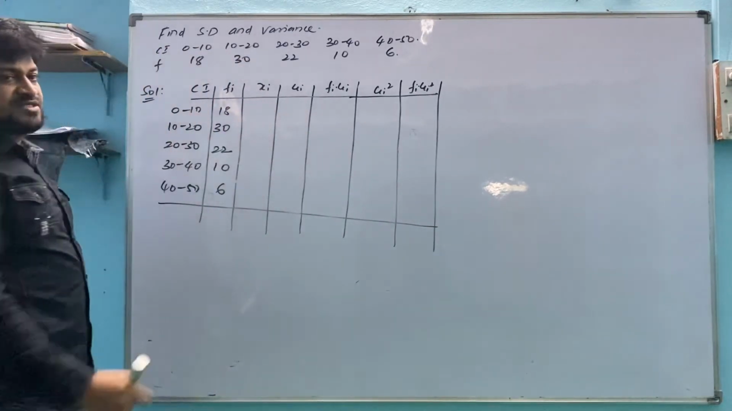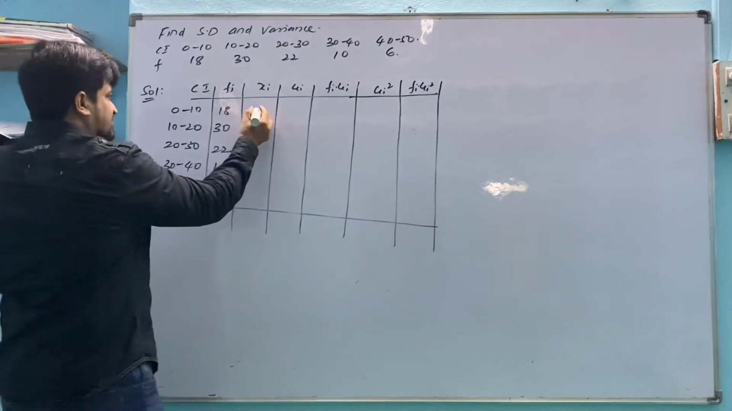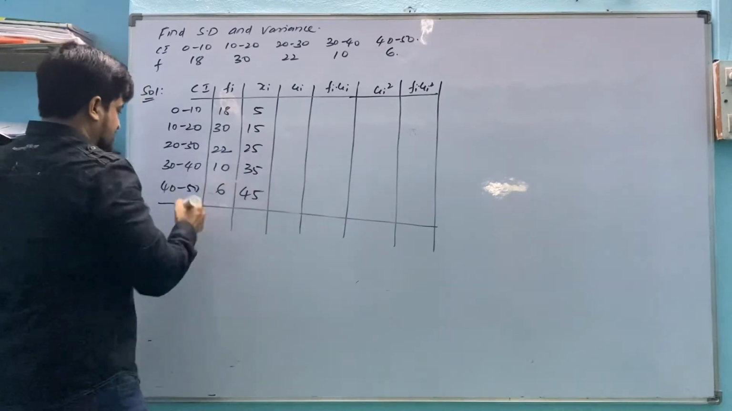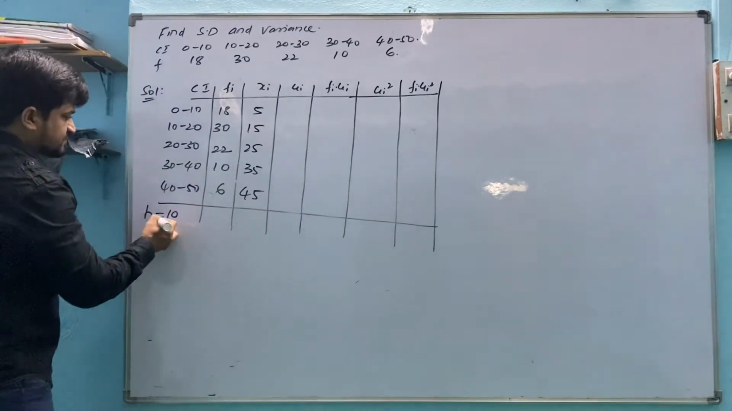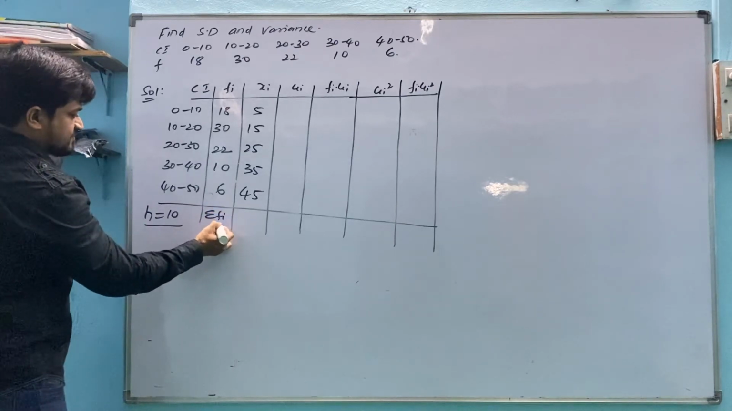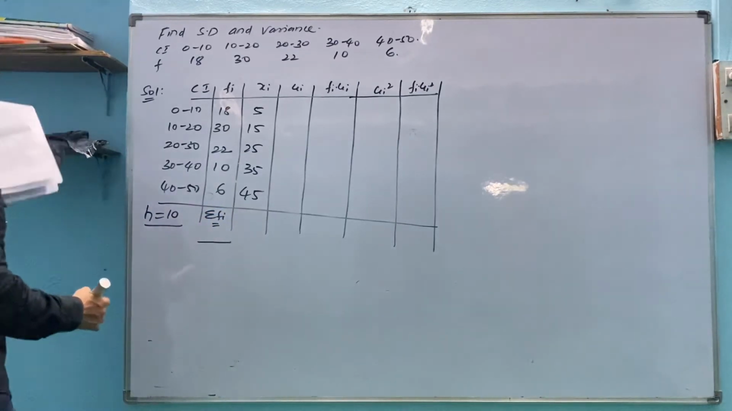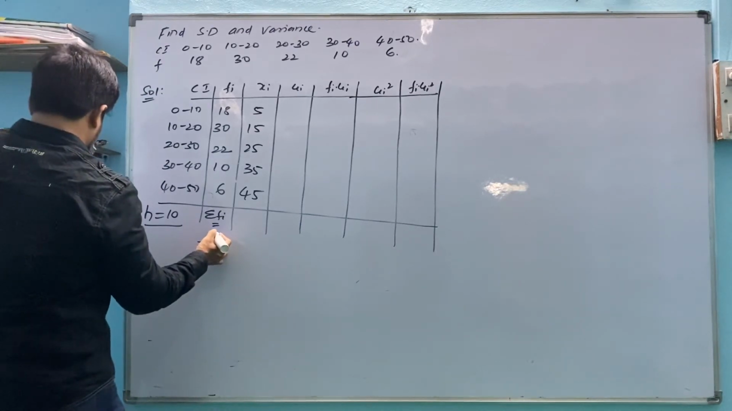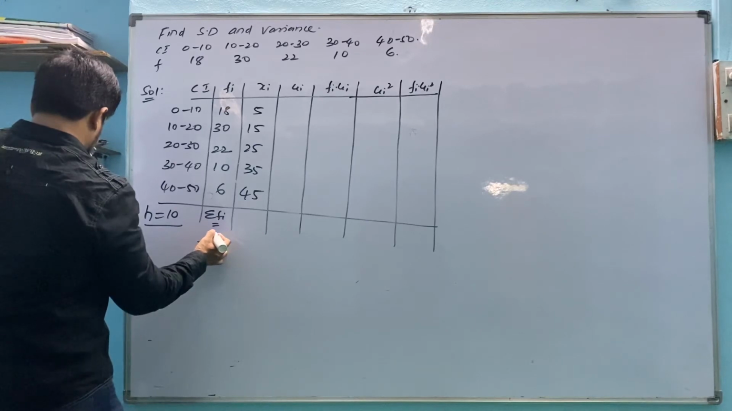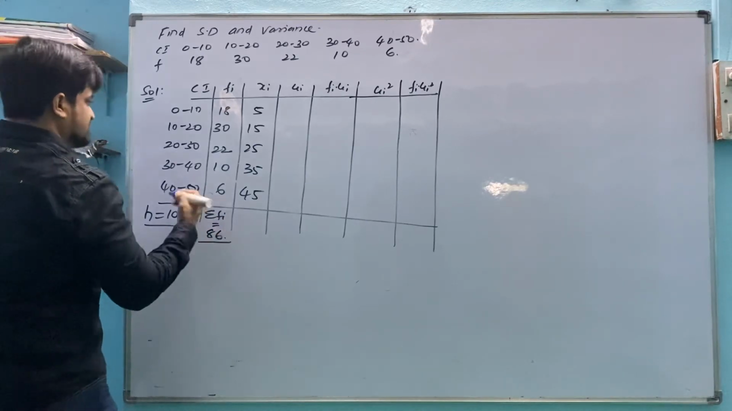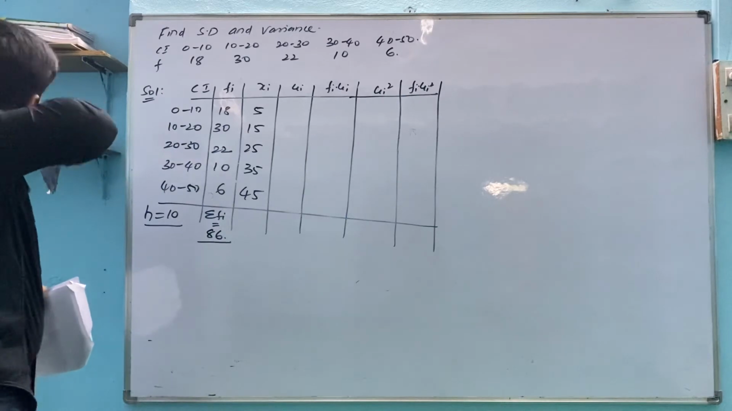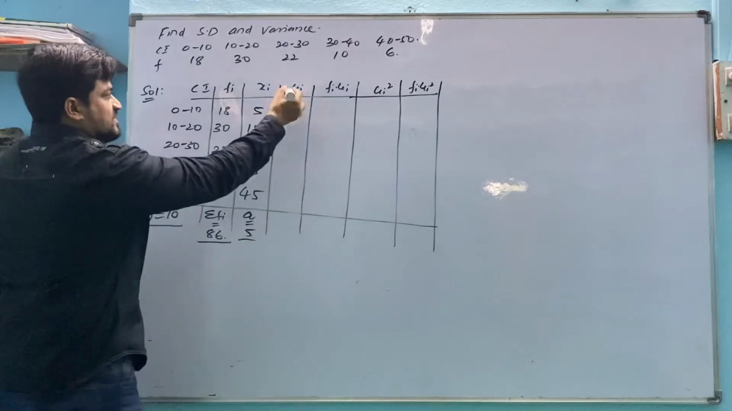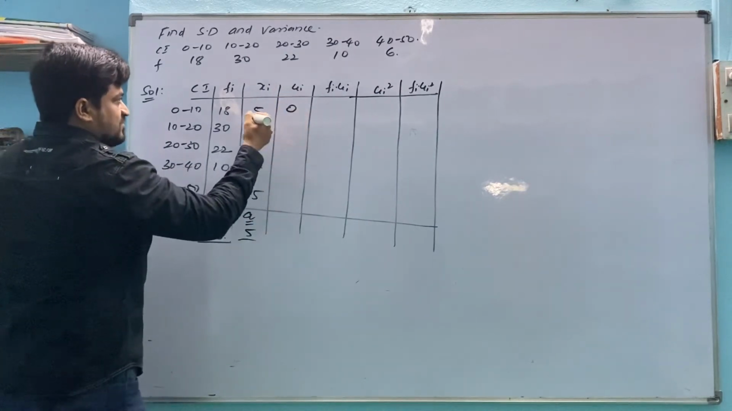Xi, adding 0 and 10 divided by 2, 5, 15, 25, 35, 45. This is the value of h. This is sigma Fi. So what we have, sigma Fi, 86. Any one value you can consider for A. I am taking the first value. This is xi minus A, 5 minus 5, 0.